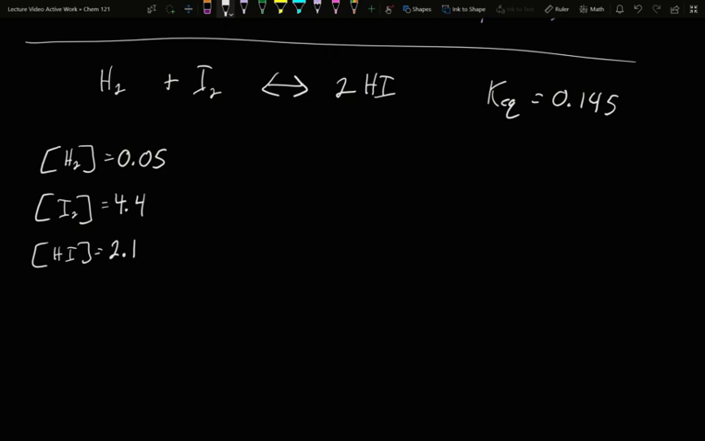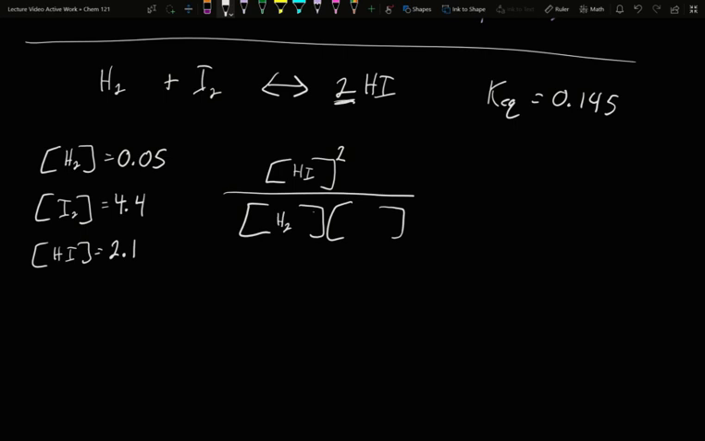All right, if you're back, well, I need to create my mass action expression for this reaction. That is always products over reactants. In our case, we only have one product. It's the HI, and it's going to be to the second power. Its coefficient is 2, it goes up above. Our H2 is to the first power, and our I2 is to the first power. This would be the mass action expression for this reaction. Our products over reactants, each to the power of their coefficient.